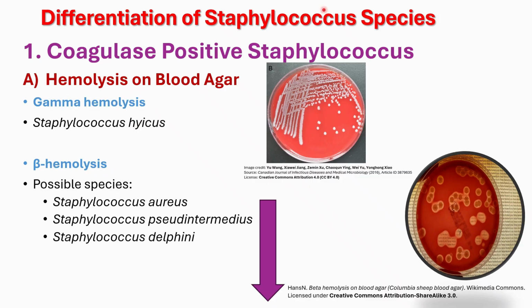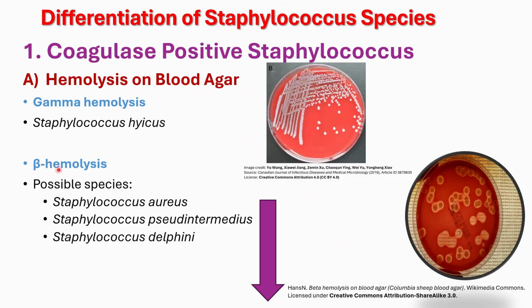Gamma hemolysis, also known as no hemolysis, shows no clear zone around the colonies, which indicates the bacteria do not lyse the red blood cells. An example of a species that exhibits gamma hemolysis is Staphylococcus hyicus. This species has coagulase negative isolates also. Keep this in mind while differentiating. So Staphylococcus hyicus is both coagulase positive and coagulase negative.